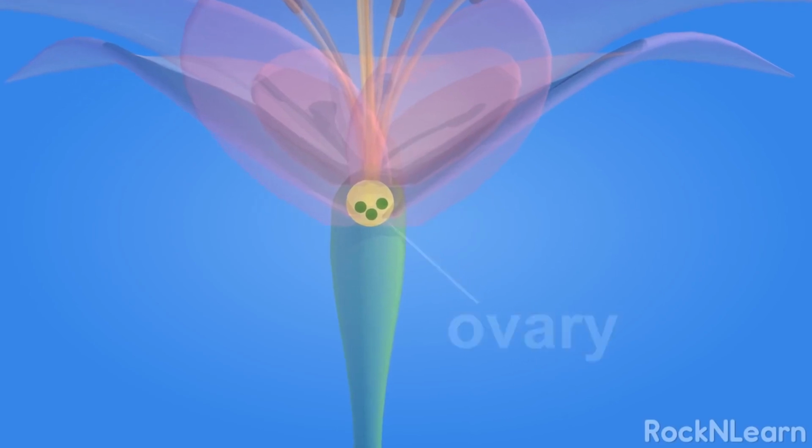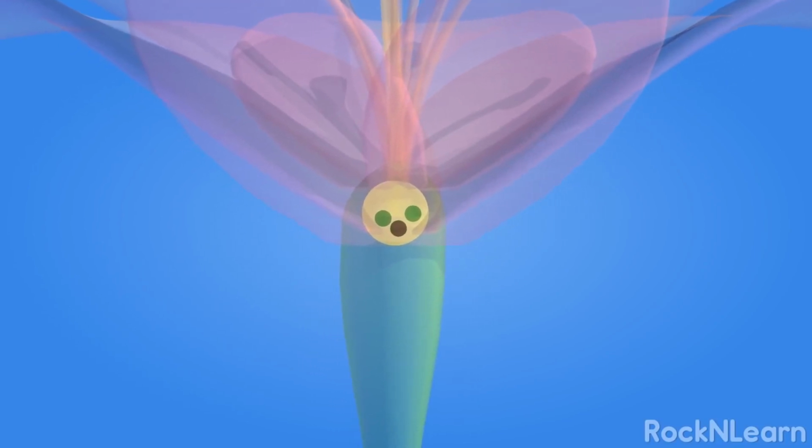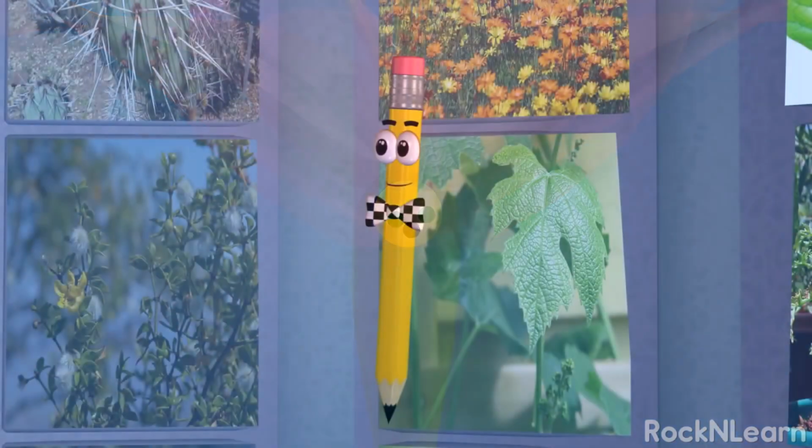The ovary contains female egg cells called ovules. The pollen fertilizes the ovules and they become seeds. The ovaries become the fruit.